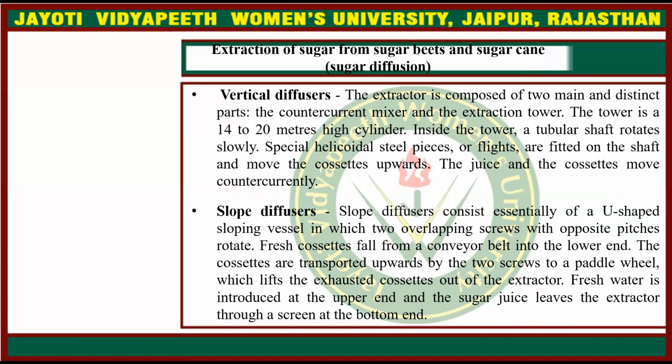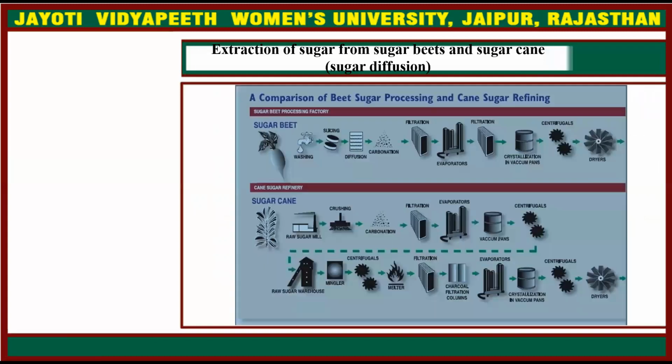Slope diffusers consist essentially of a U-shaped sloping vessel in which two overlapping screws with opposite pitches rotate. Fresh cossettes fall from a conveyor belt into the lower end. The cossettes are transported upwards by the two screws to a paddle wheel which lifts the exhausted cossettes out of the extractor. Fresh water is introduced at the upper end and sugar juice leaves the extractor through a screen at the bottom end. This is an image showing the comparison of beet sugar processing and cane sugar refining.